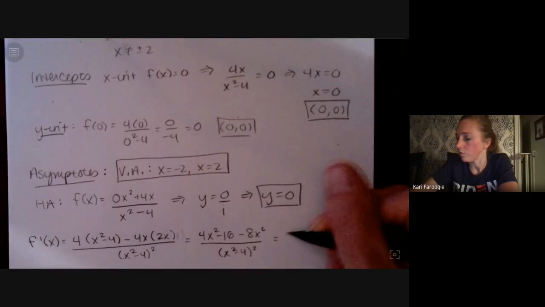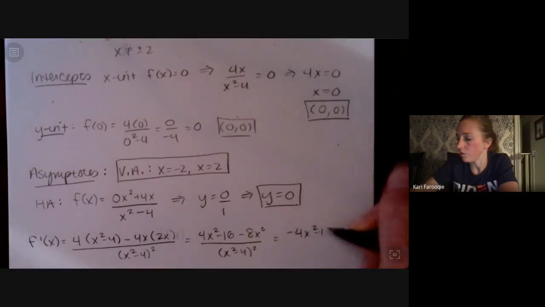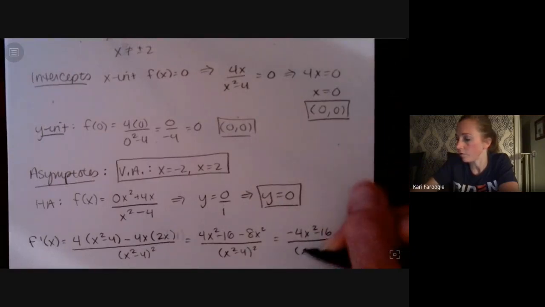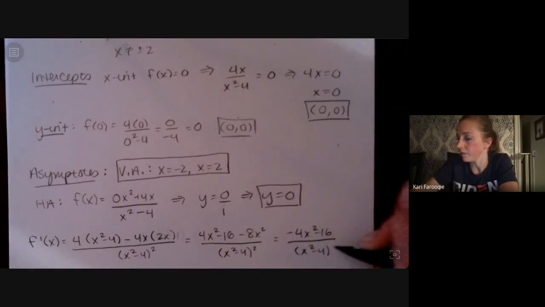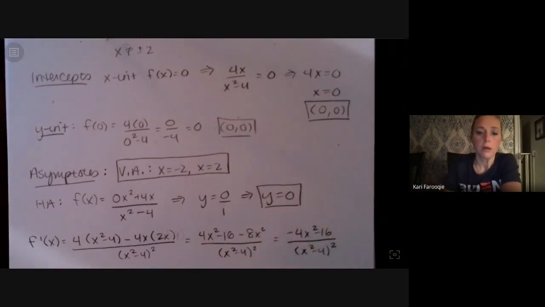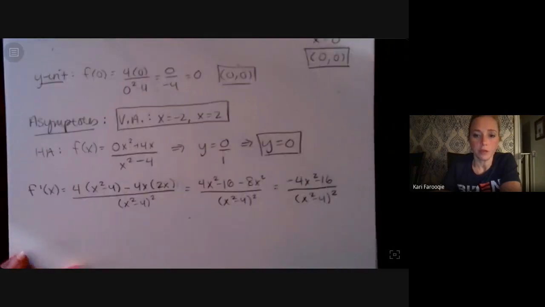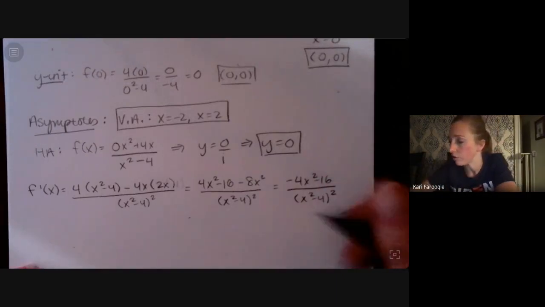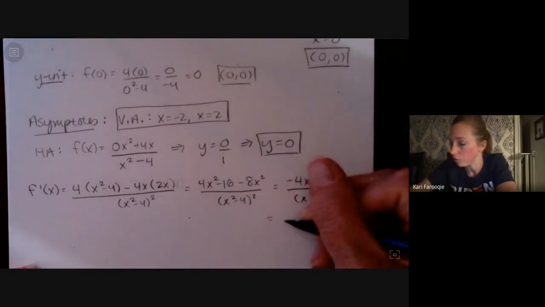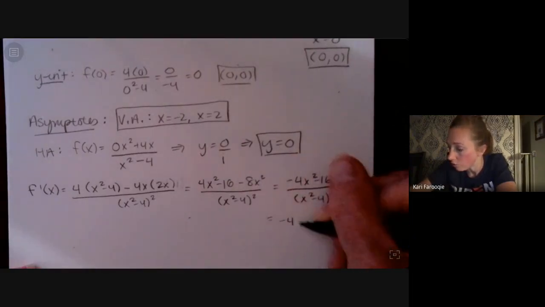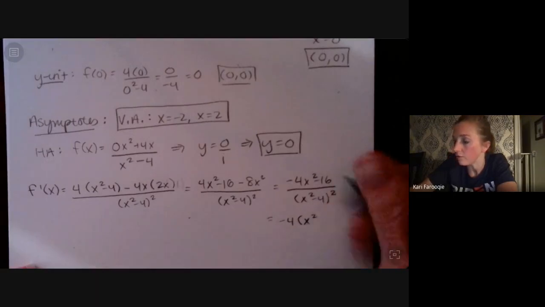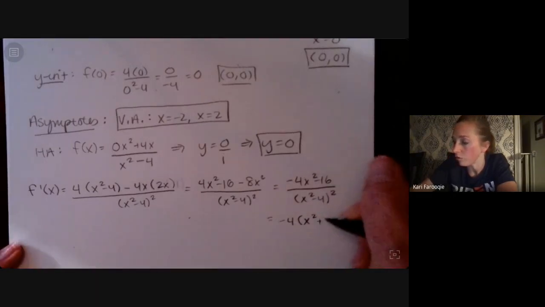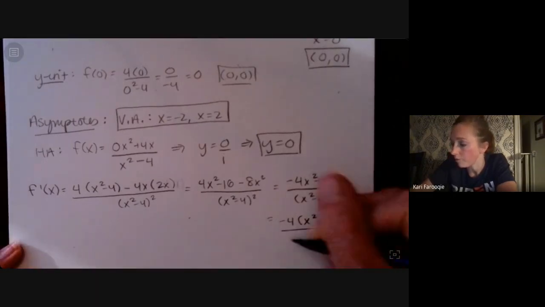This will end up giving you negative 4x squared minus 16 divided by x squared minus 4 quantity squared. Now, if you're thinking that you might want to try to factor something out and cancel, be careful here, because I know it looks like you might be able to cancel a common factor, but you actually aren't able to, because you would have to factor out a -4. And when you did that, negative 16 divided by -4 would give you +4.